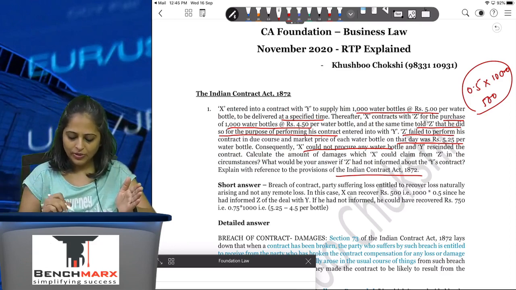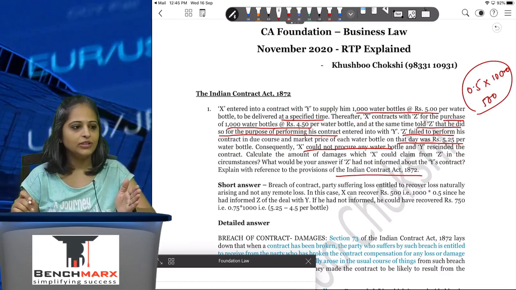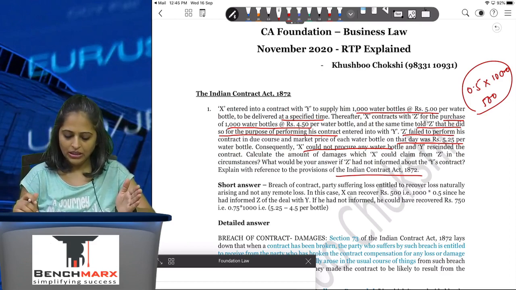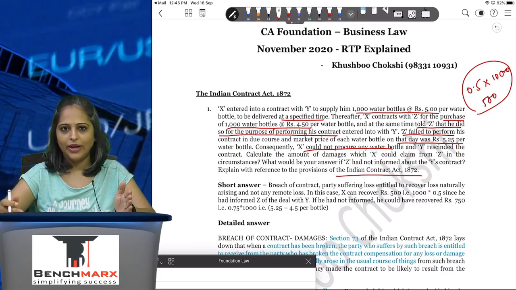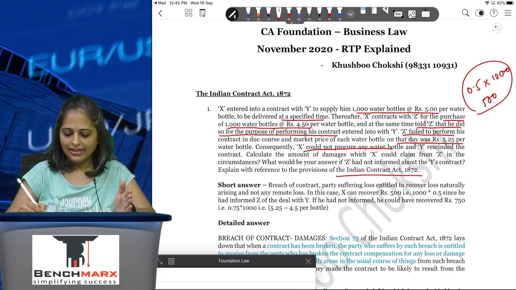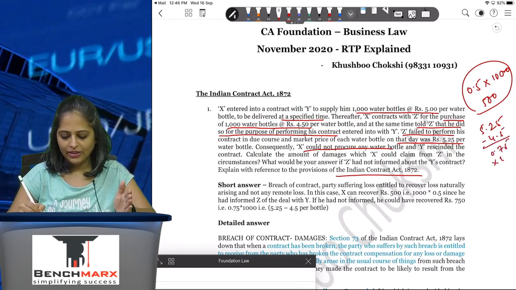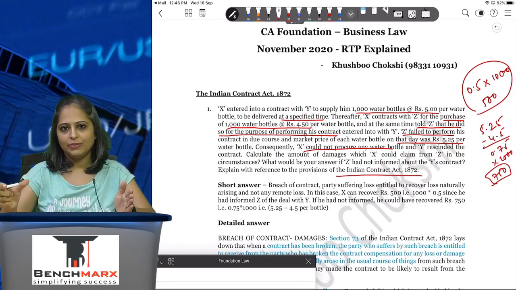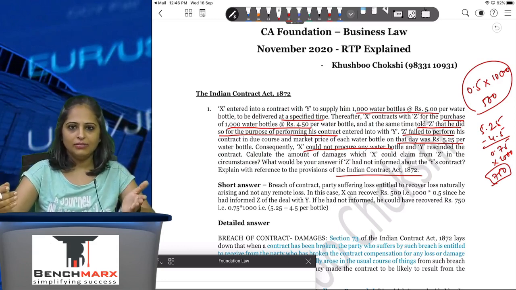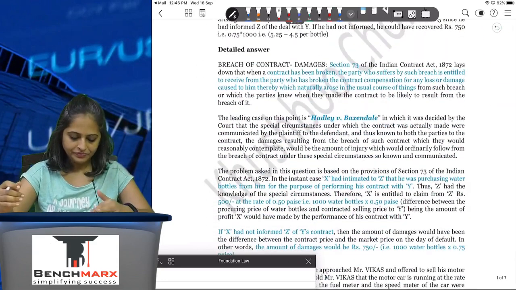The second part of the question says, what would be your answer if Z had not informed about Y's contract? If Z had not been informed about Y's contract, then in that case he could have charged 5.25 minus 4.5 per bottle, that is 0.75 into 1000, that is 750 rupees. Because he is informed that I am selling it at 5, he can recover only that much loss. Had he not informed, he could have recovered the market price minus the cost of the bottle.